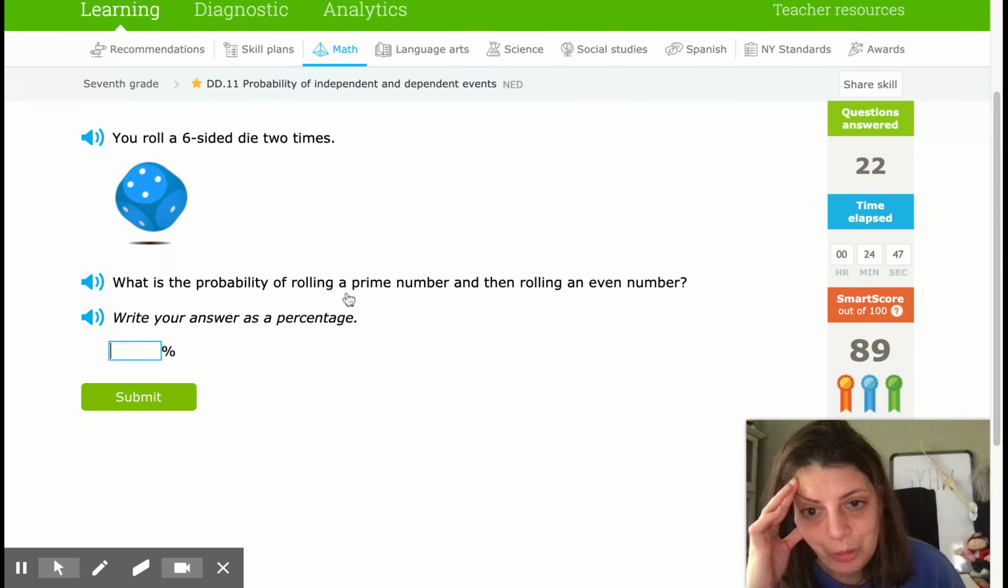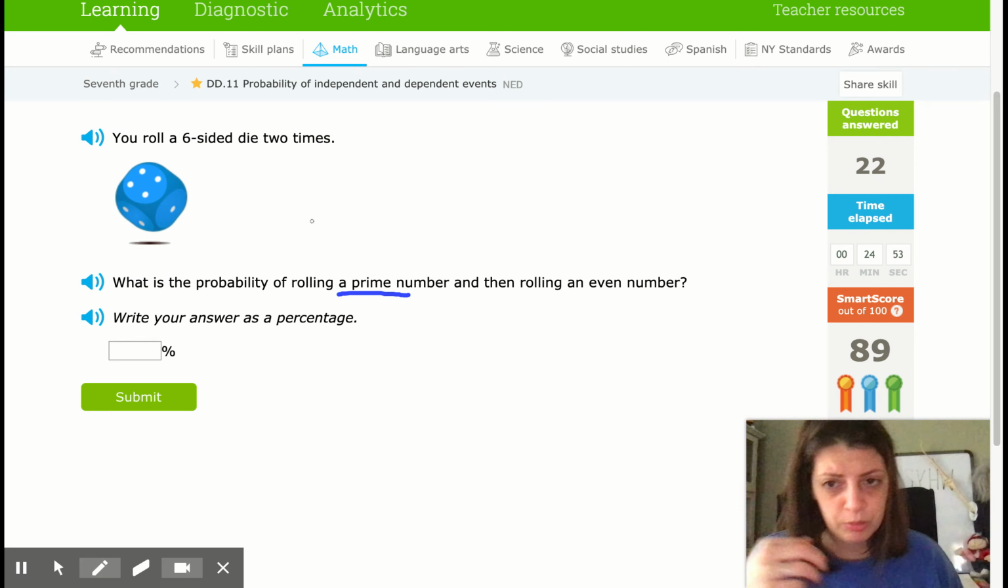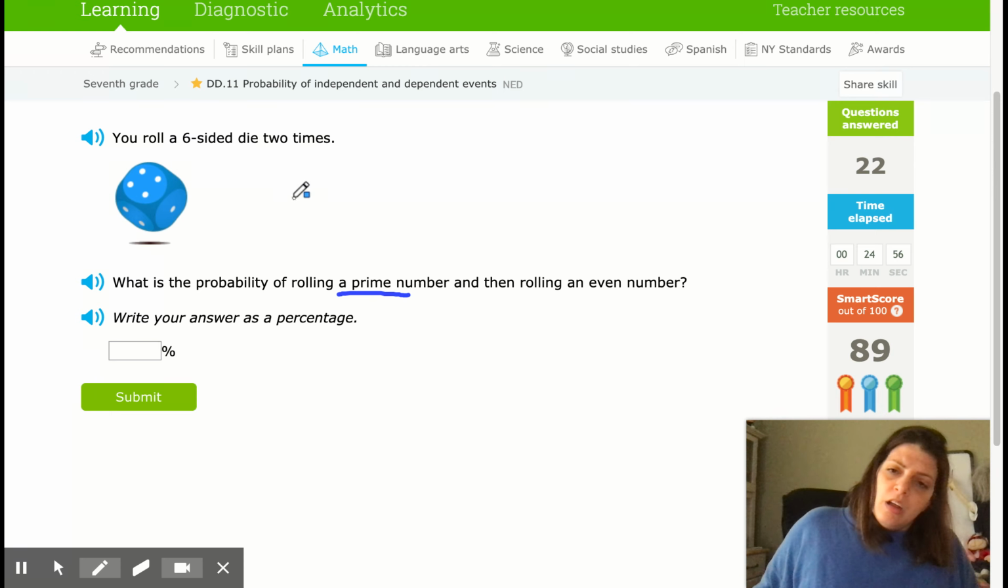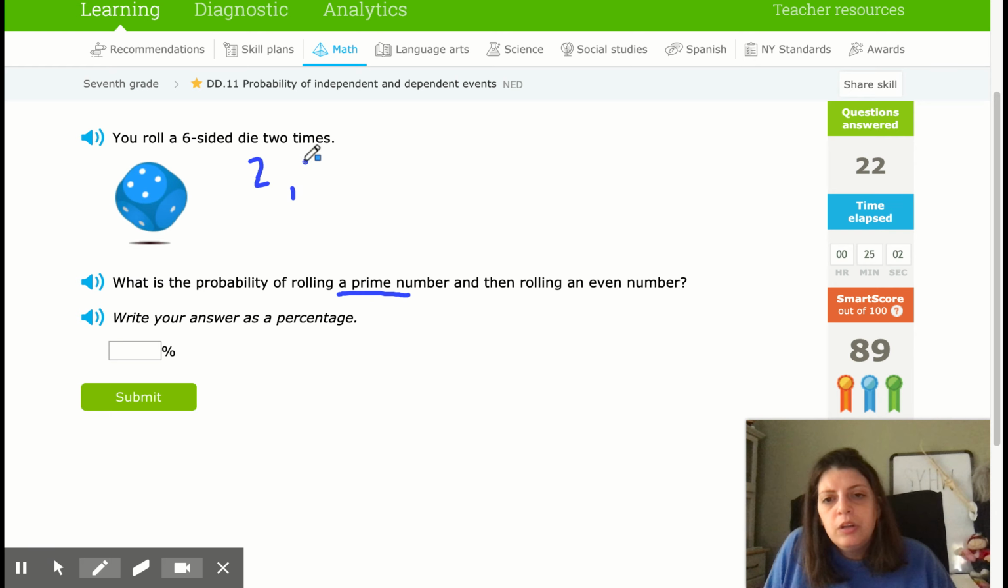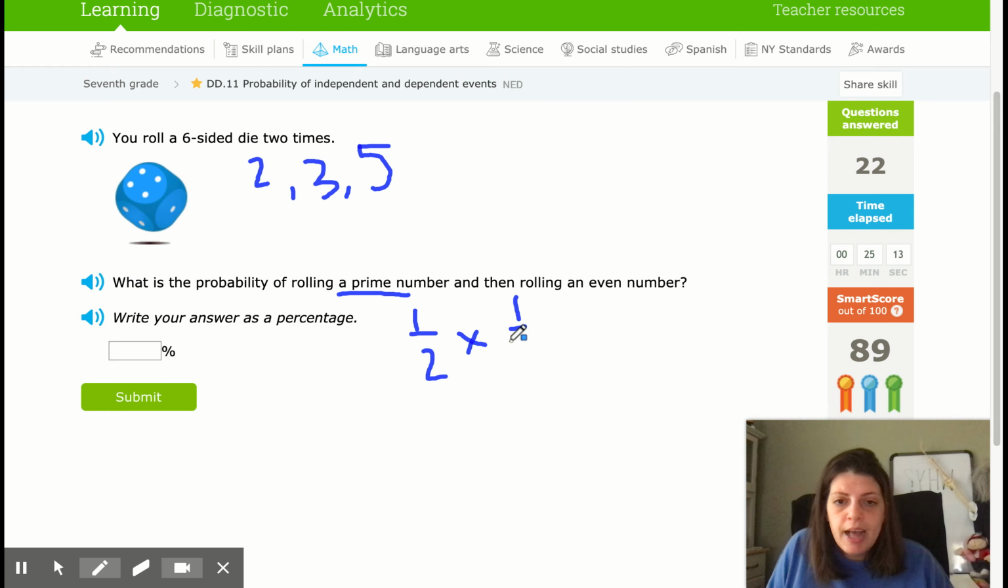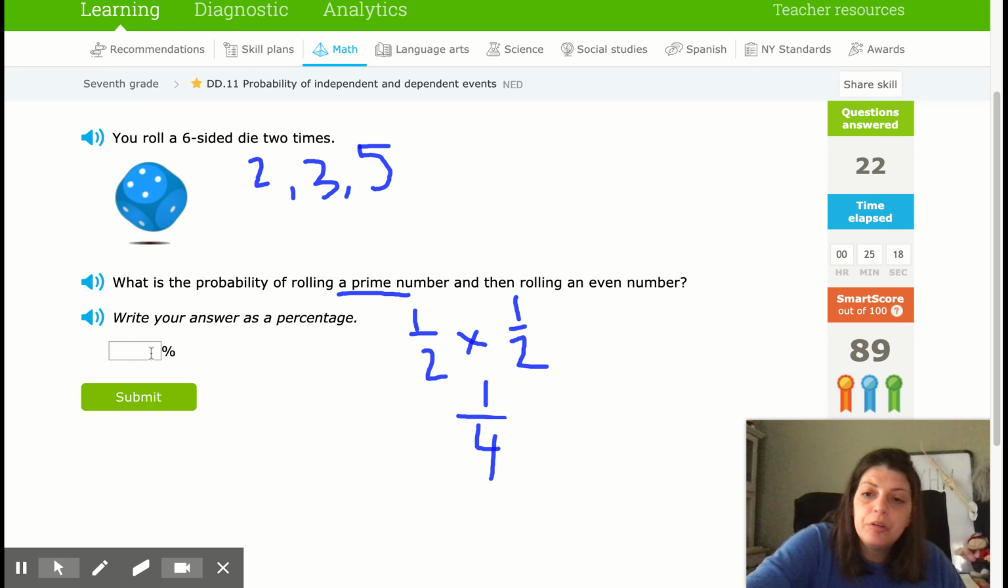Okay, what is the probability of rolling a prime number? Remember, SAT loves to throw in prime because they're testing you on 2 things at once. Prime numbers are 2. Don't forget 2 is the only even prime number. 2, 3 is prime, 5 is prime. So on the dice, half of them are prime. And then an even number is half. Oh, thank goodness. And then it's 1/4. And I could do that as a percent, nice and easy.